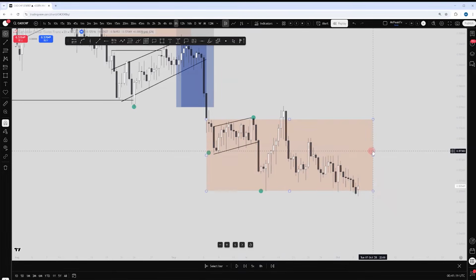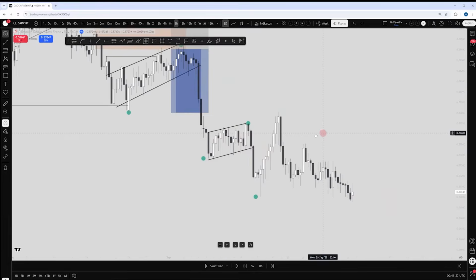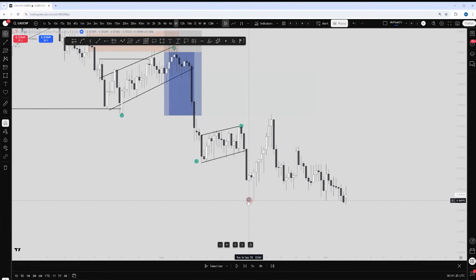Momentum is to the downside. Structure is also to the downside. So we want to trade to the downside. All right, so let's see. Obviously we are actually bearish. This was the last major low that price created.